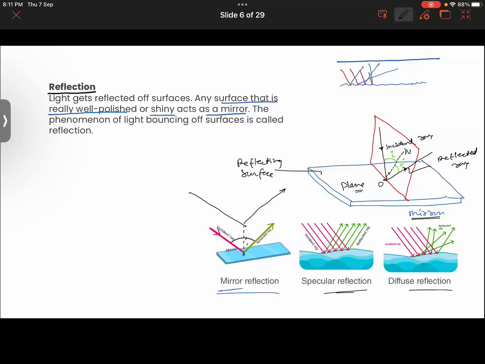When I say plane surface, what picture comes into your mind? For example, look at the table, your study table. Look at the bed, a plain flat surface. So you see this incident ray, this normal and the reflected ray all are lying on the same plane. At this point O here, it is lying on the reflecting surface, that is the mirror. So that is the thing here.